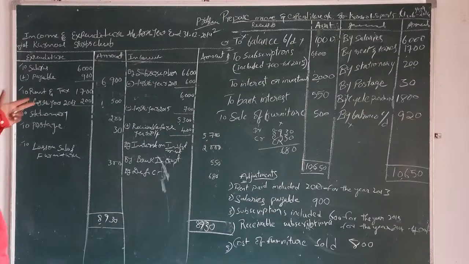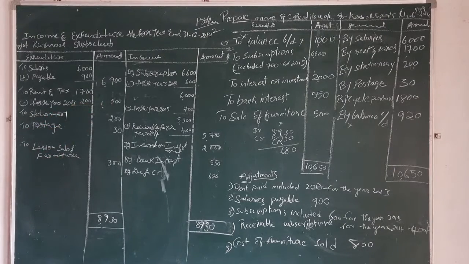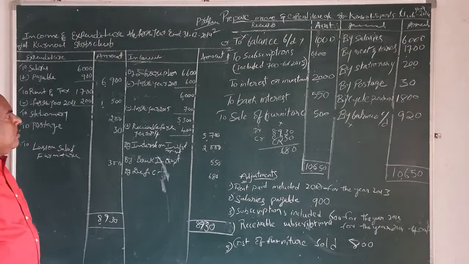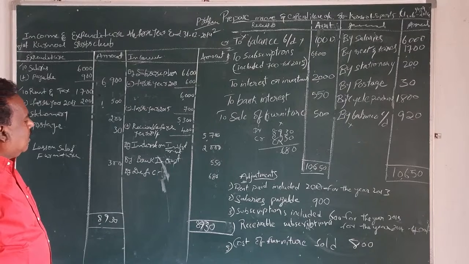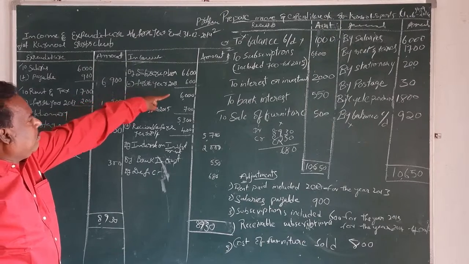These are the income and expenditure account of Kurnool Sports Club for the year 2014. Salaries 9,000 plus payable 900, 6,900; rent and taxes 1,700 minus last year 200, 1,500; stationery 200; postage 30. Similarly, credit side, subscriptions 6,600 minus 2013, 600.